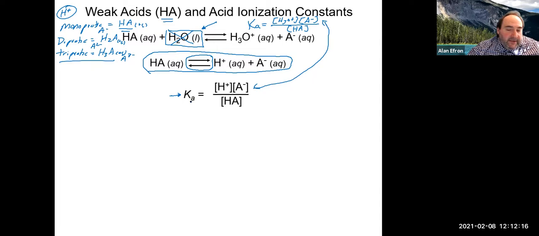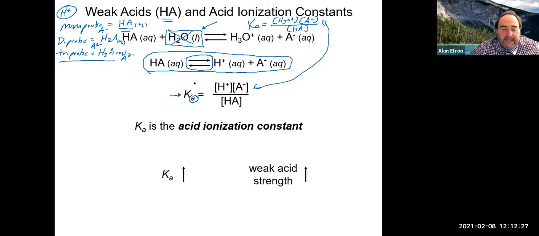So it's an equilibrium expression for a weak acid, hence the A here, Ka value. Ka value is really the acid ionization constant or dissociation constant. As the Ka value increases, the strength of the weak acid increases as well. So the higher the Ka value, the stronger the weak acid it is. Again, it's still a weak acid, which means it is not stronger than a strong acid. It's just a strong weak acid, if that makes sense.